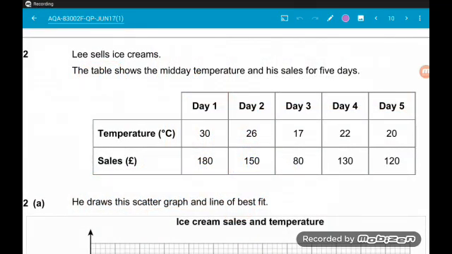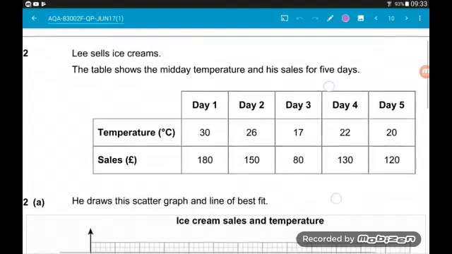Hey guys, this is part 2 of the June 2017 AQA paper 2F with foundation with the first calculator paper, and in this part we're going to do the next 8 or 9 questions. So let's get cracking. Okay, so question 12, Lee sells ice creams. The table shows information about the midday temperature and the sales for 5 days. So in the table we've got the temperature going across the top row and the sales across the bottom.